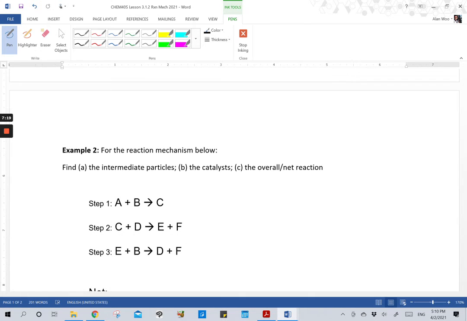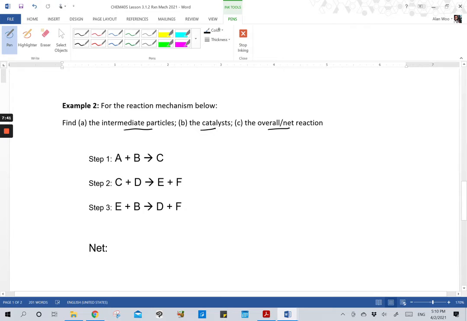For this example 2, the ultimate goal is to find the net or overall reaction again, just like in example 1, but this time we also want to identify which of these molecules are intermediates and which ones are catalysts. So let's look at this example together.